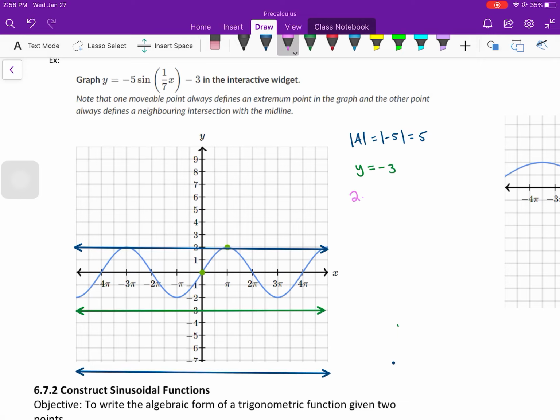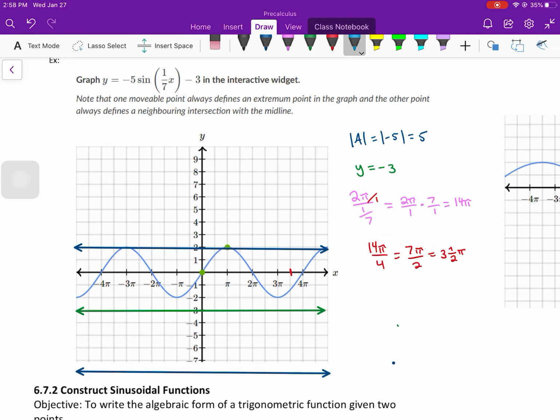Then our period, 2 pi over 1 over 7. 2 pi over 1, right? So you just flip and multiply. Times 7 over 1 is 14 pi. So if we want to break that into quarters, that's 7 pi over 2, or 2 goes into 7 3 times with 1 left over. 3.5 pi. So that quarter is going to happen right here.